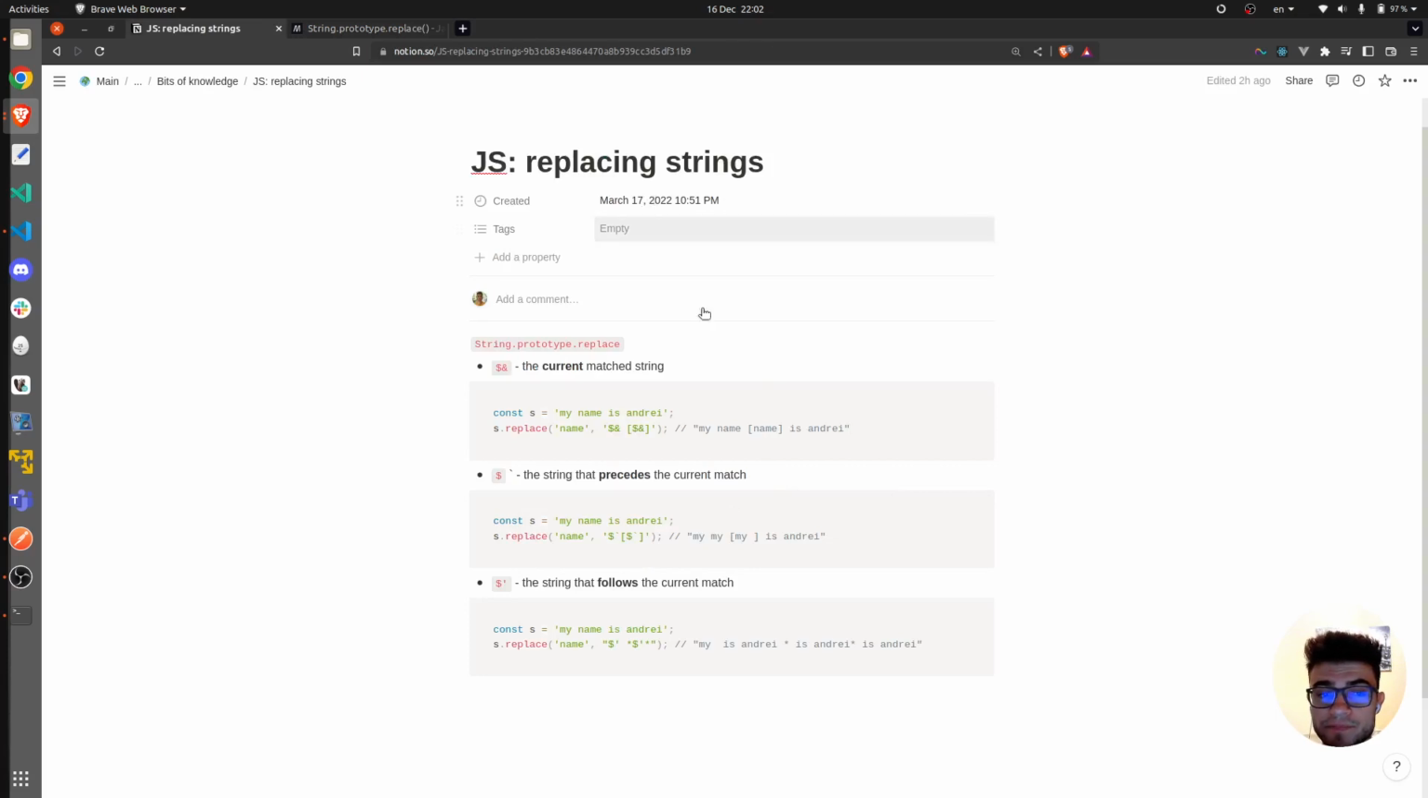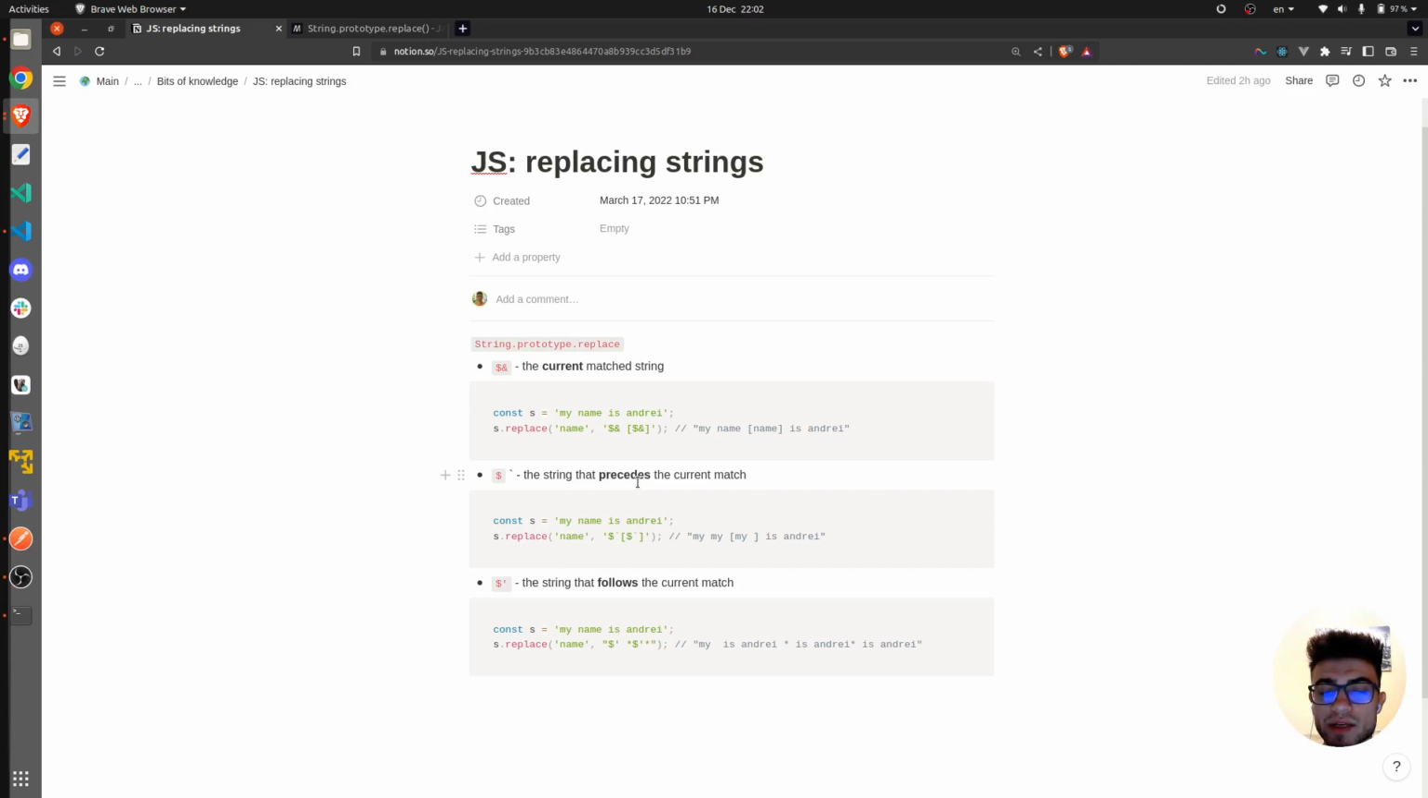The first replacement pattern is $ sign followed by ampersand, and that will refer to the current string that is being matched. So in this case, it will refer to name, to the string name. If you were to use a regex, then that would refer to the string found by the regex. Then we have $ sign followed by backtick, and that will indicate the string that precedes the current match.